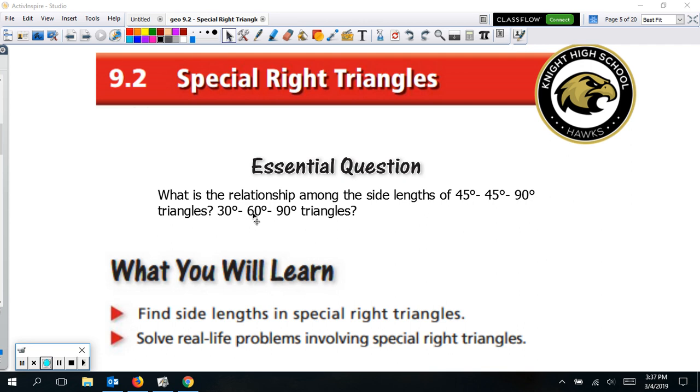So we're going to be looking at finding side lengths of these special triangles. We're going to solve a couple of real-life problems with them.